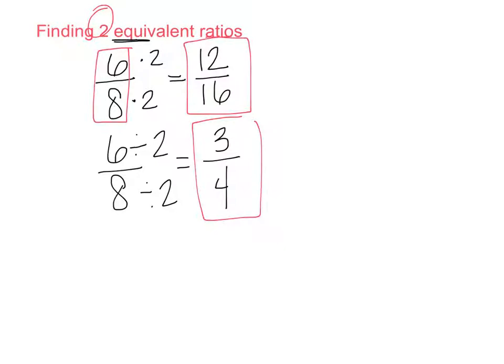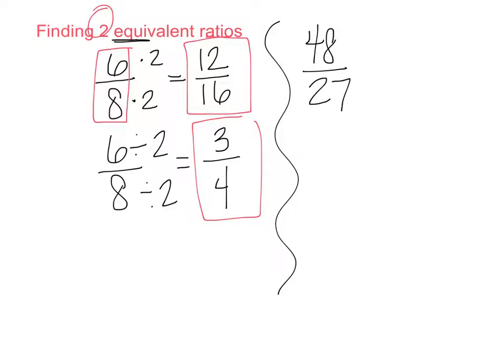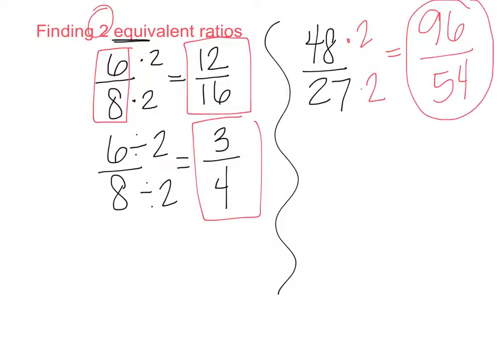So I want you to try one on your own. Find two equivalent ratios to the ratio of 48 over 27. See if you can go up and if you can go down. So what you should have done is multiply the top by 2 and the bottom by 2 and change this to 96 over 54. That's one of my equivalent ratios.